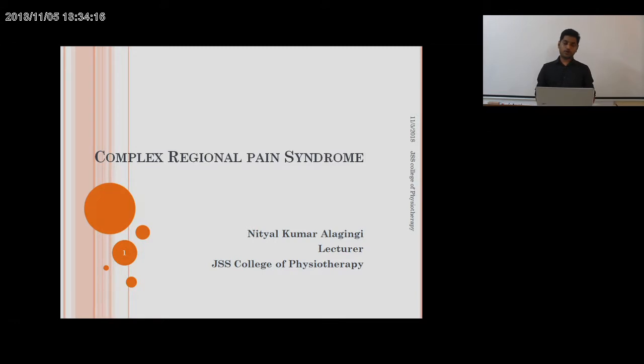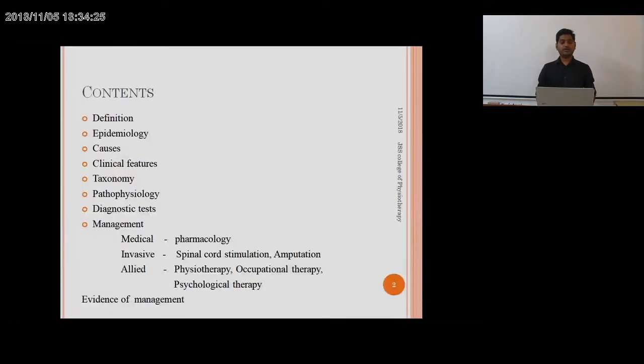You might know complex regional pain syndrome is a neuropathic condition that affects both the upper limb as well as the lower limb. Today's contents will be definition, epidemiology, causes, clinical features, taxonomy, pathophysiology, diagnostic test, and management, which has been divided into three components: medical, invasive, and allied. And at the end we will see evidence of each management.